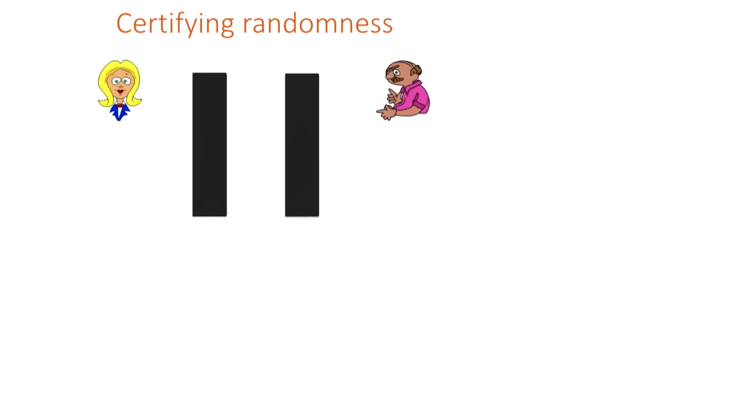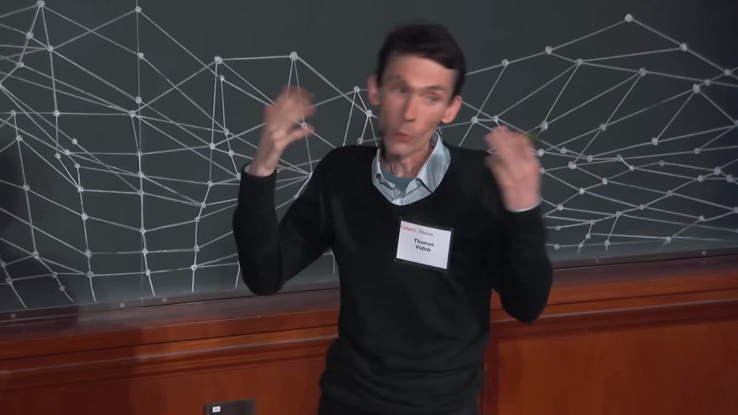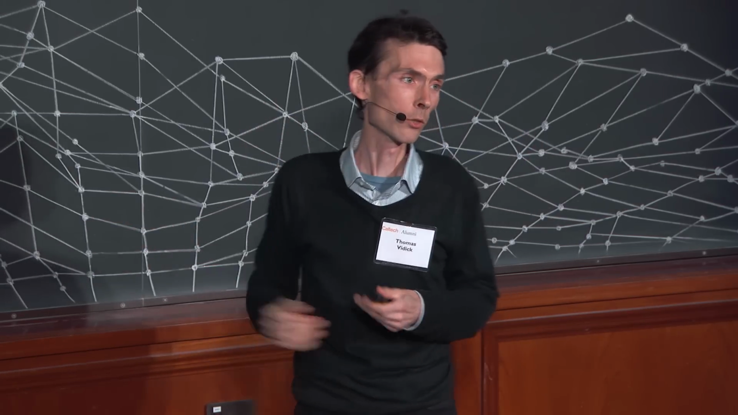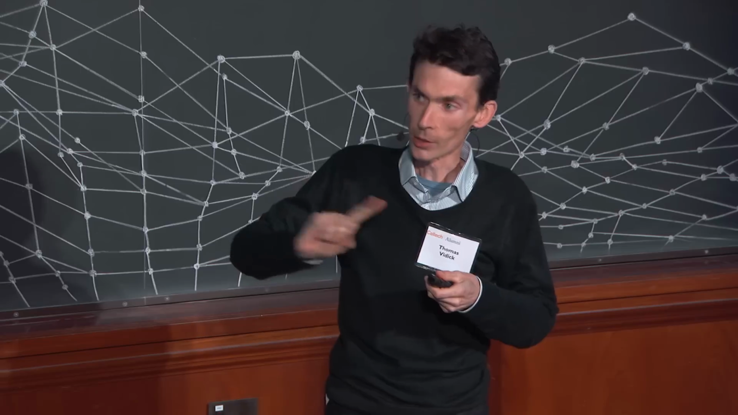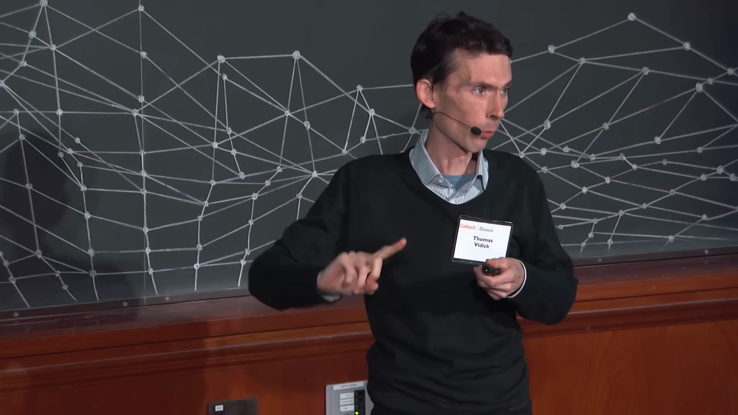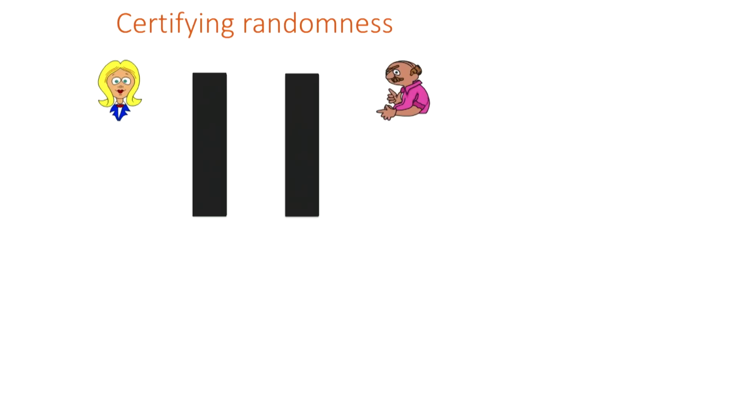One is going to go with Alice, one is going to go with Bob, but they could be in the same lab. The only thing I need is to convince myself that there's no communication between these two devices. One way to do it is to do the experiment fast enough that light doesn't have enough time to go from one device to the other. Then I'll be convinced that there's no communication.